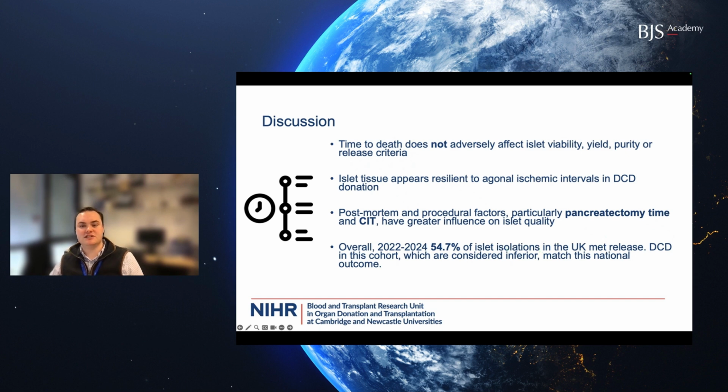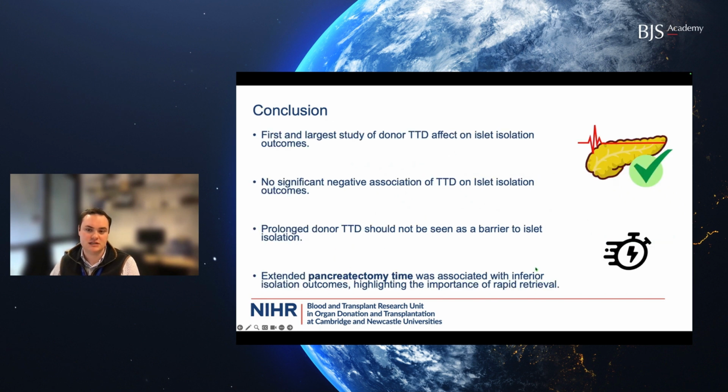So our data shows that time to death does not adversely affect islet viability, yield, or purity. Islets appear resilient to agonal ischemia and DCD donation. Instead, post-mortem and procedural factors, especially pancreatectomy time and cold ischemia time, drive islet quality, highlighting a known limitation of the isolation procedure. Importantly, despite being considered lower quality, DCD pancreases in our cohort matched the national UK release rate of 54.7%, which included DBD and DCD pancreas, demonstrating their potential when procedures are carefully managed.